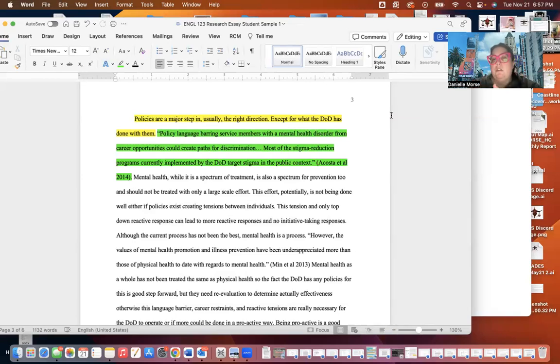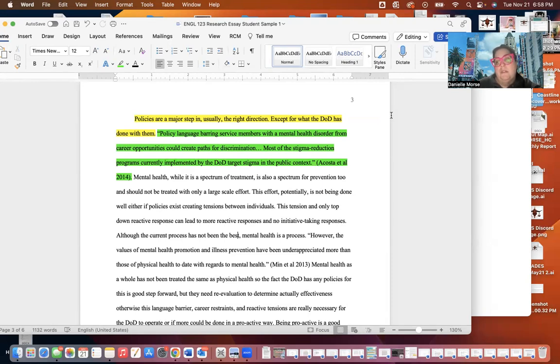So because we don't have the sources in front of us, it's up to the writer to give that contextual lead in and explain what's coming. And then after the quotation, explain what it means and then how it's doing work for the paragraph and the overall thesis or essay. So I need to know exactly what policy language we're talking about here, or at least what Acosta et al. is talking about.